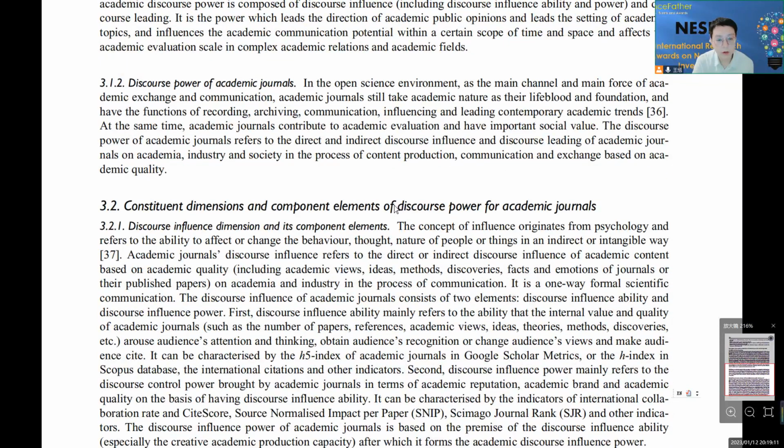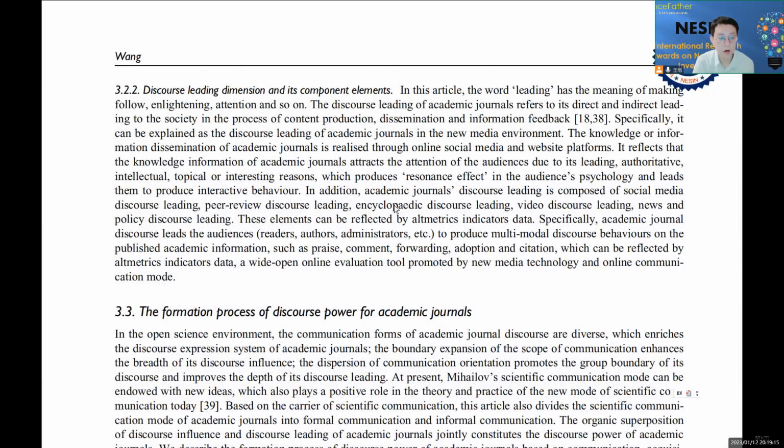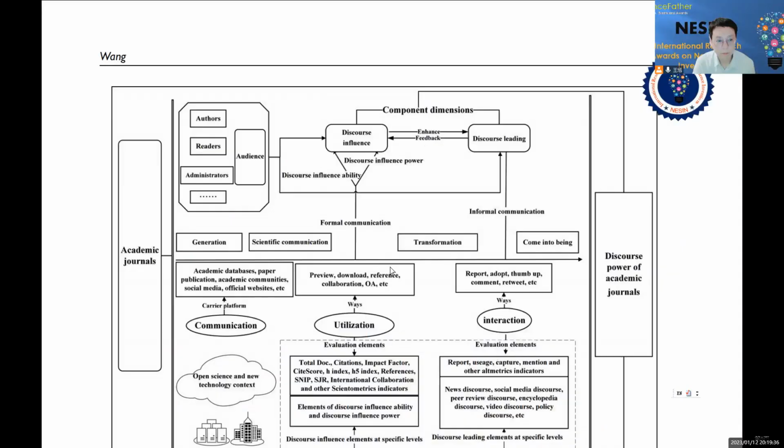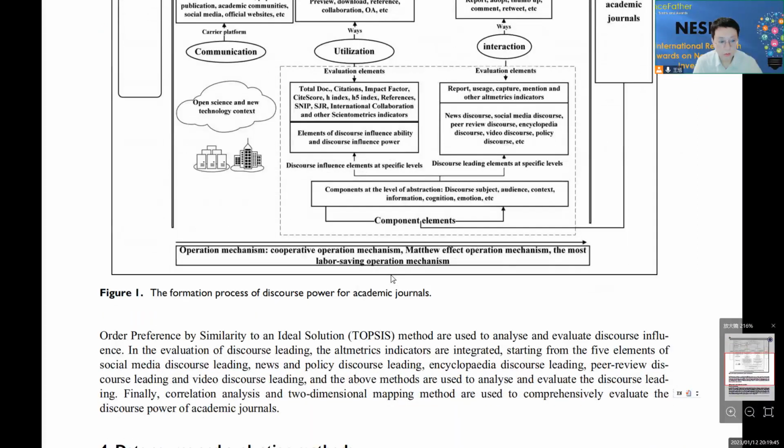First is the discourse influence dimension and its components. Second is the discourse leading dimension and its component elements. Then the information process of discourse power for academic journals is analyzed. So this is the information process of discourse power for academic journals.